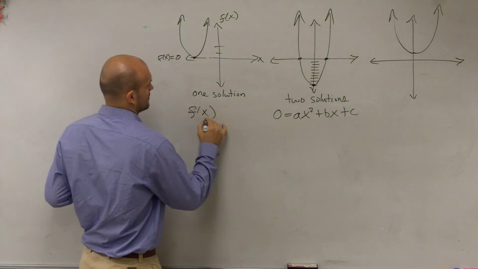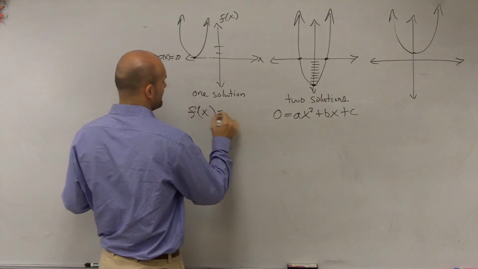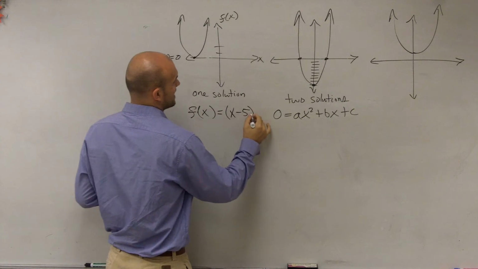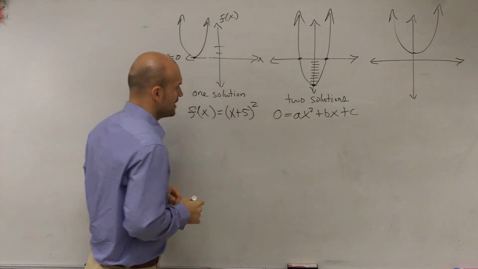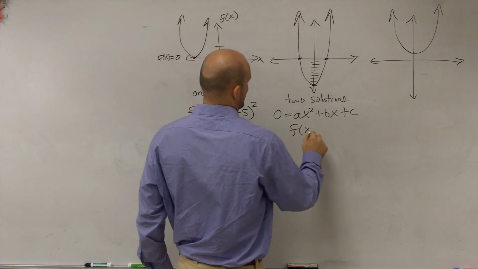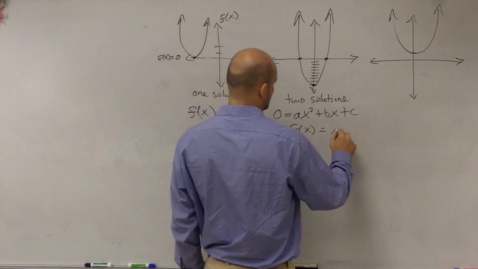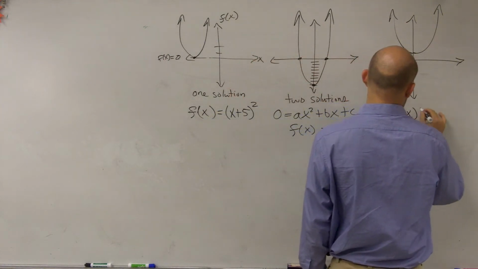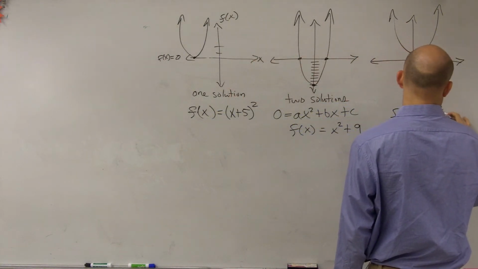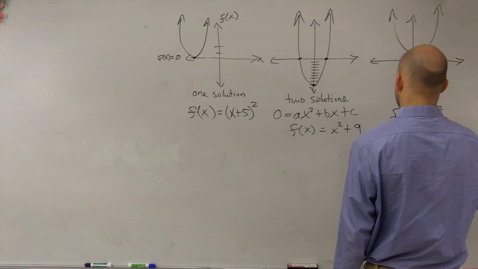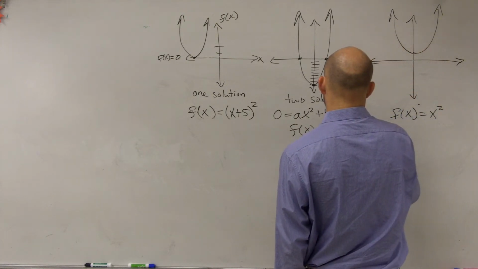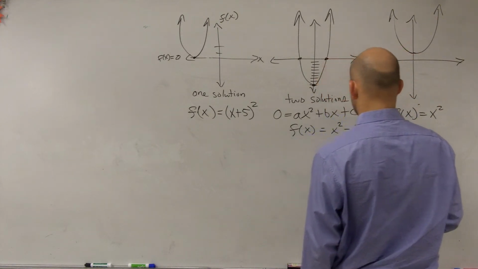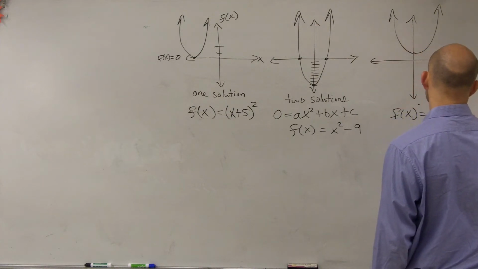All right. Well, let's say I have the function f of x equals x minus 5, plus 5 squared. Let's do f of x equals x squared plus 9. And let's do f of x equals x squared minus 9. There you go. And let's do f of x equals x plus 1.